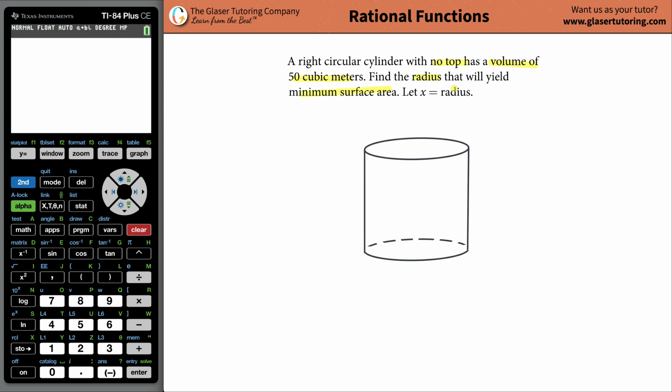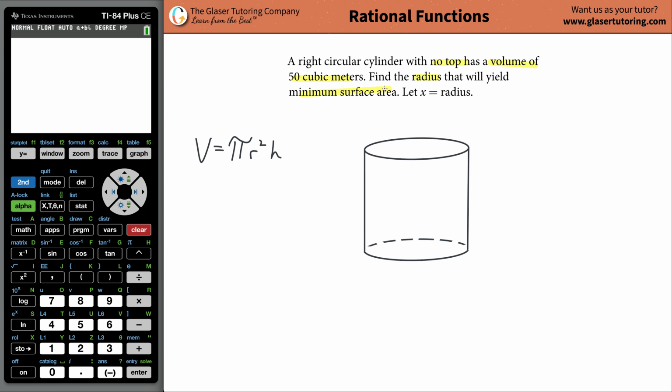It says let x equal the radius, but I like r, so I'm going to let r equal the radius. Be a rebel. Now, there's no top, and it tells us the volume of the cylinder. So first of all, we need to know what the volume of a cylinder is. The volume of a cylinder is simply pi r squared times h.